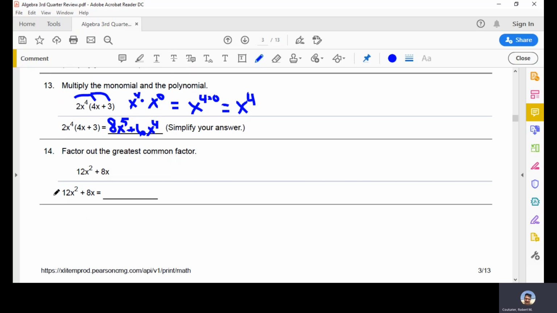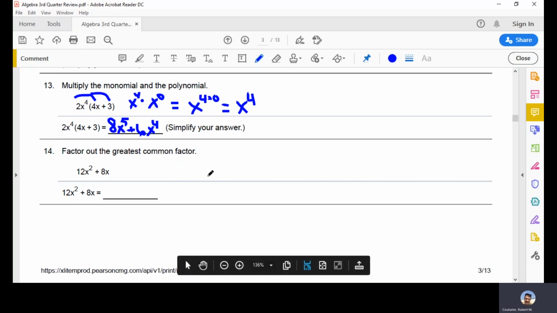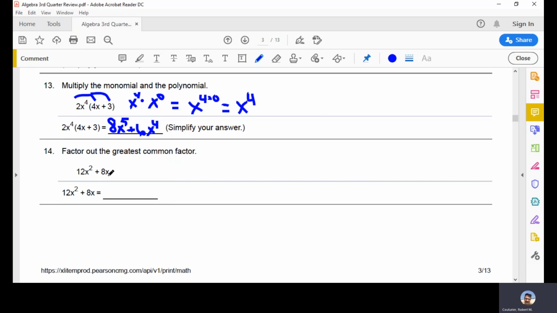Factor out the greatest common factor. So here we are. We're starting to do some factoring here. Okay, so we have 12 and 8. What is the largest number that 12 and 8 have in common? The first thing we try to do is we always look at the coefficients. 8 obviously goes into 8 evenly. Does 8 go into 12 evenly? No, it doesn't. So now we need to find factors of 8. So you have 1 and 8. We have 2 and 4.